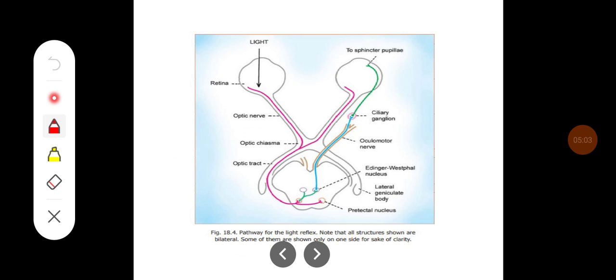So this is the pathway for the light reflex. The afferent is the optic nerve and the efferent is the third, that is the oculomotor nerve. And the consensual reflex occurs because of the bilateral innervation at the Edinger-Westphal nucleus and the pretectal nucleus. Note that afferent fibers relay both ipsilaterally and contralaterally. So that is why there is a consensual light reflex.